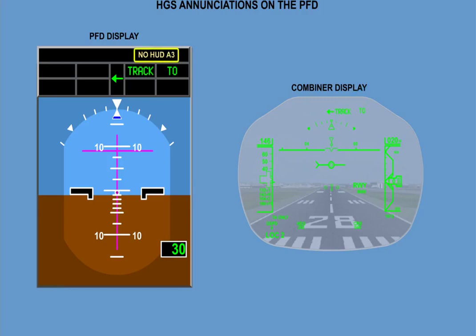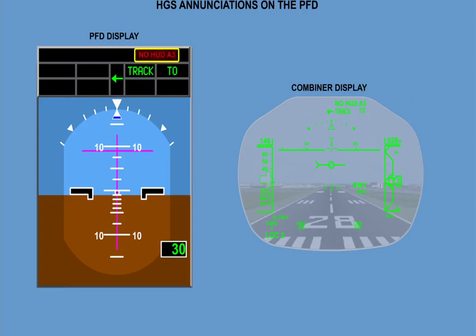No HUD A3 caution. During A3 approach operations, and when aircraft is above 500 feet ASL, the enunciation "No HUD A3" in amber letters shows on PFD to indicate that the HUD A3 guidance function is no longer available due to system or sensor failures or data miscompares. No HUD A3 also shows in the right top corner of the combiner display. The enunciation flashes continuously.